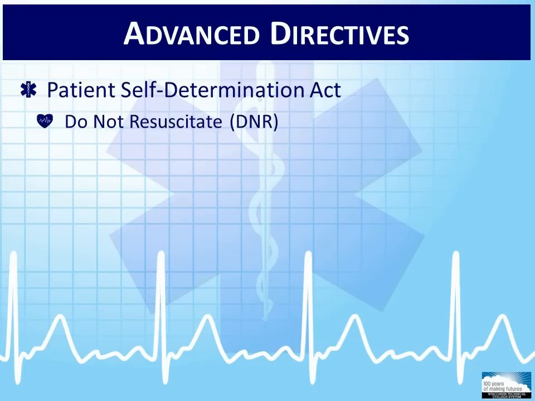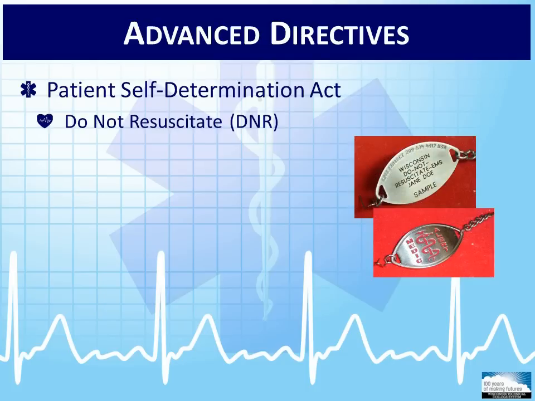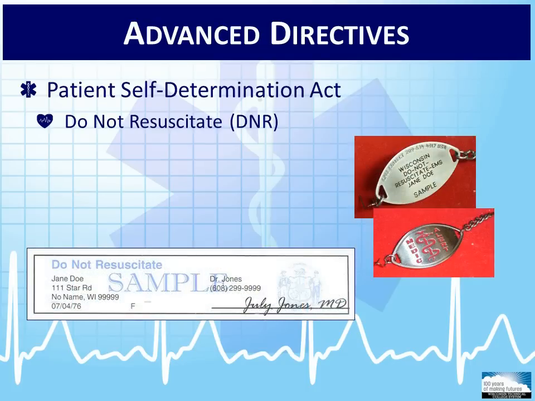The first type of directive with which an EMT must be familiar is that of a Do Not Resuscitate, or DNR, order. DNR orders are available only for non-pregnant individuals over the age of 18 years old with a terminal illness. Two types of notification are available for use. Both are bracelets available only by prescription. One is a medic alert bracelet and the other is a piece of paper, similar to that on the screen, contained within a plastic hospital bracelet.